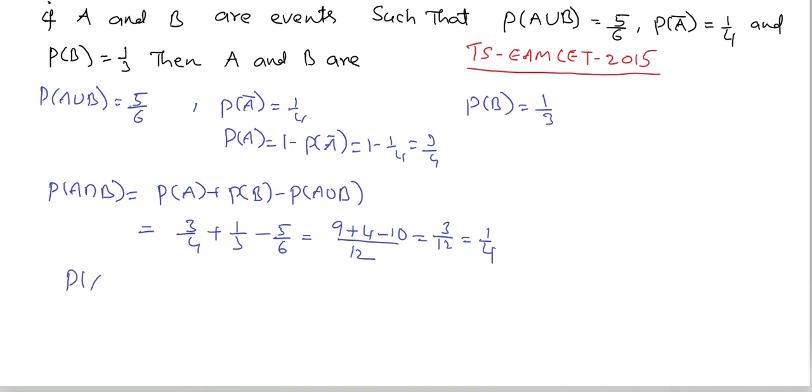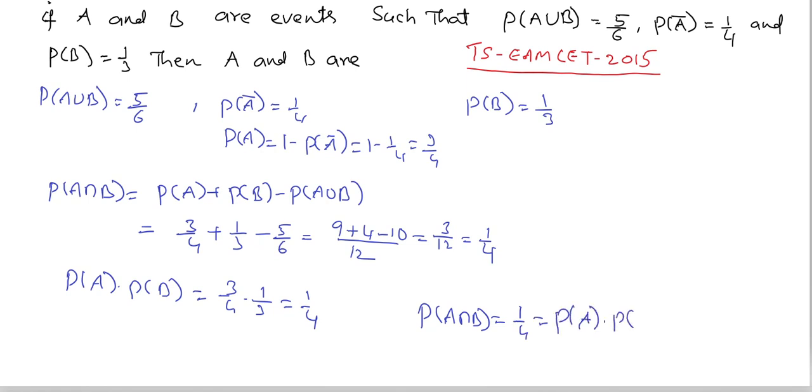Now we find P of A into P of B. P of A value is 3 by 4 into P of B, 1 by 3, that is equal to 1 by 4. So from these two equations, P of A intersection B is equal to 1 by 4 is equal to P of A into P of B. That means A and B are independent events.